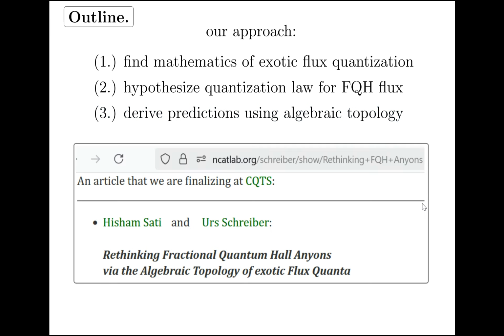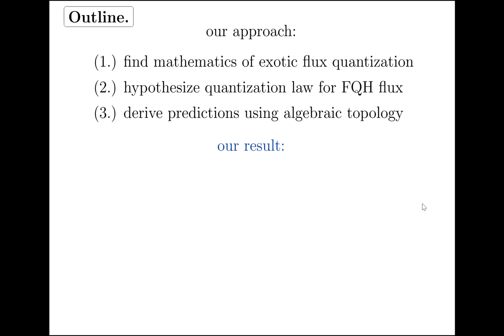And these results are those of an article we're finalizing. This should have been on the arXiv the other week already. It'll take us another week now to finalize it. There were some delays due to travels and such. This is an article of a similar title as these lectures: Rethinking Fractional Quantum Hall Anyons by the Algebraic Topology of Exotic Flux. You can find the link in the description.